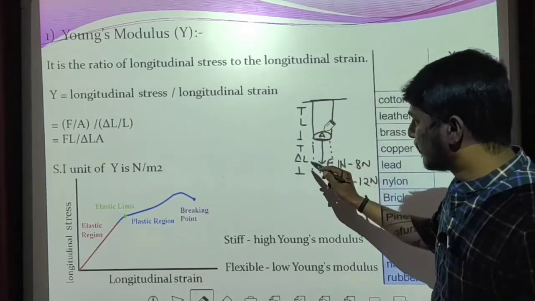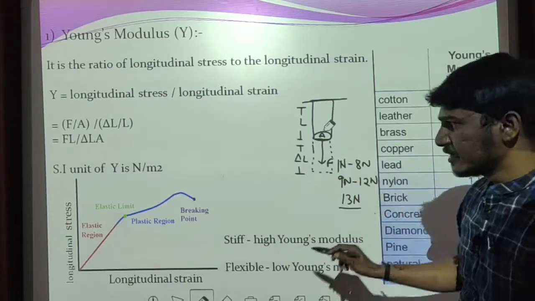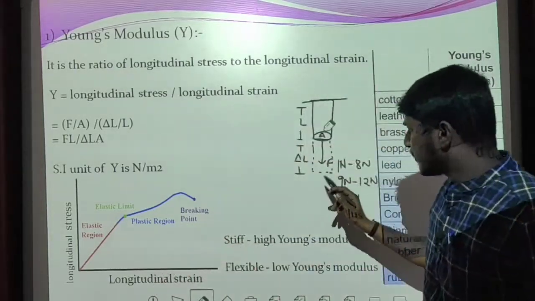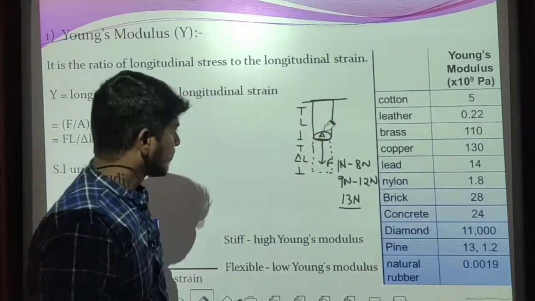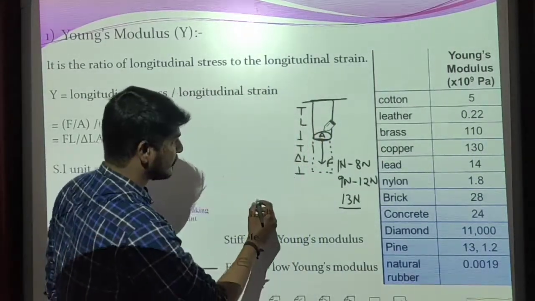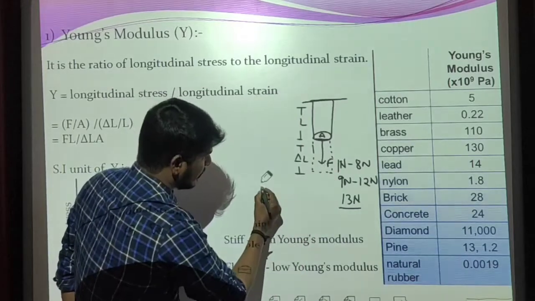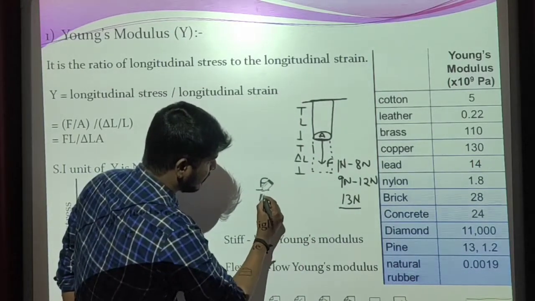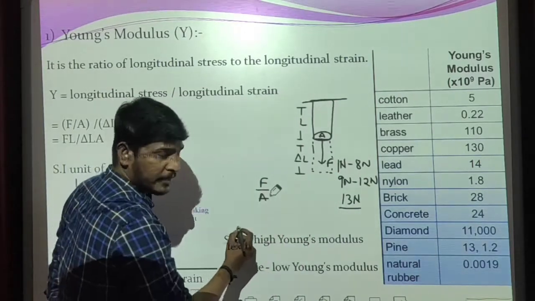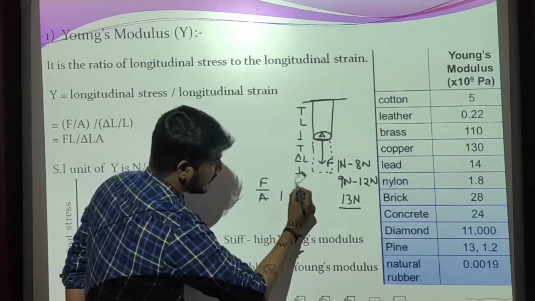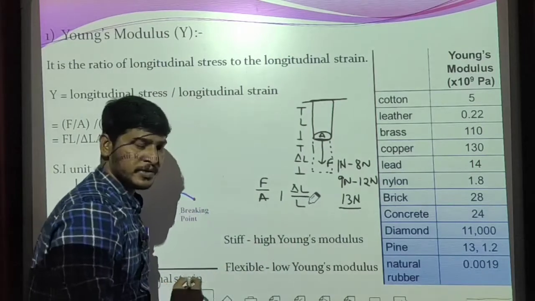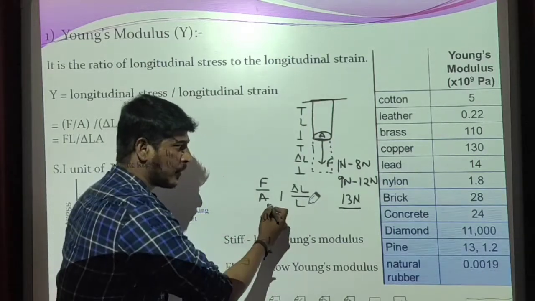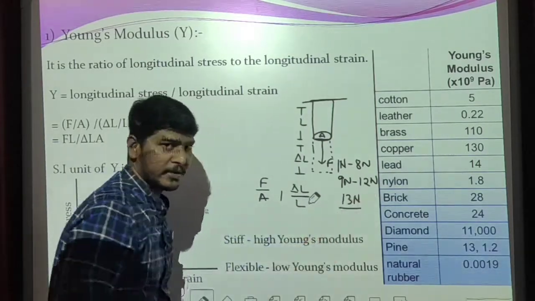Here let us explain this situation graphically. F by A gives the stress value and change in length by original length gives the strain value. Let us plot a graph for these values.